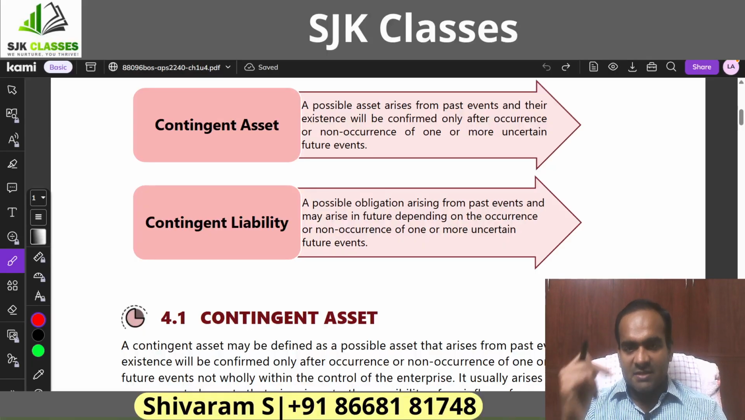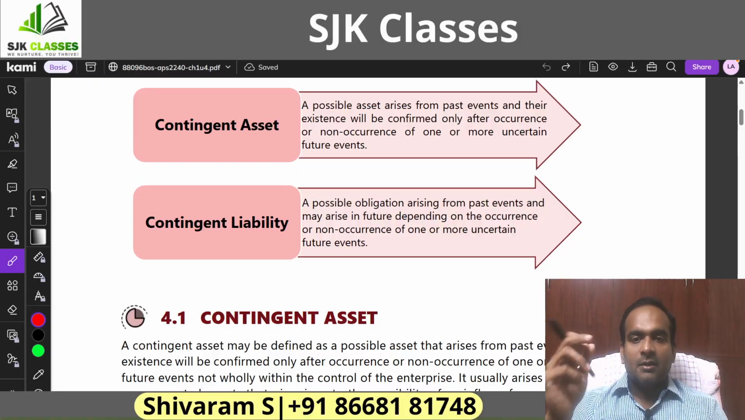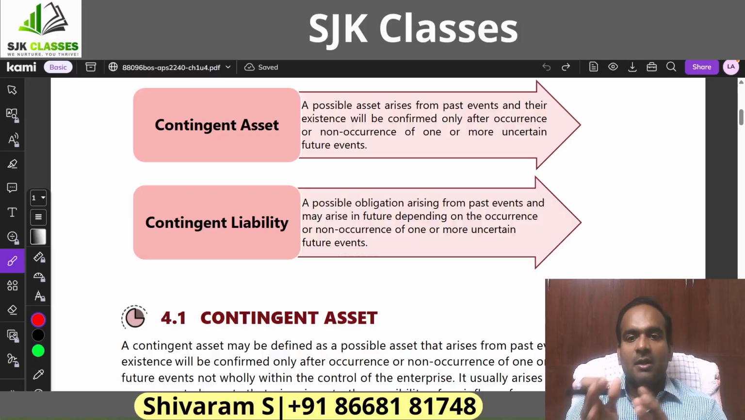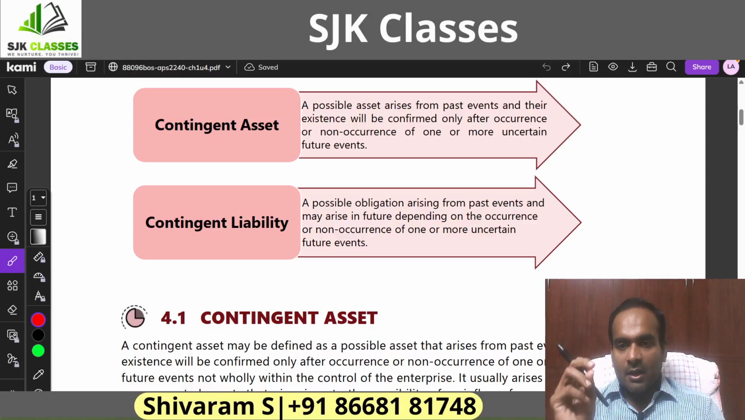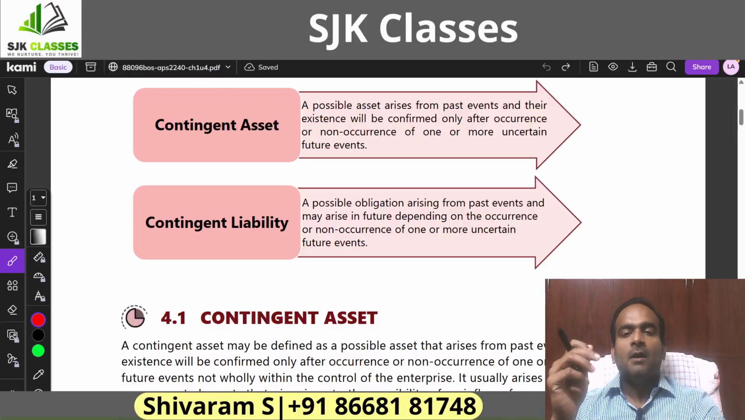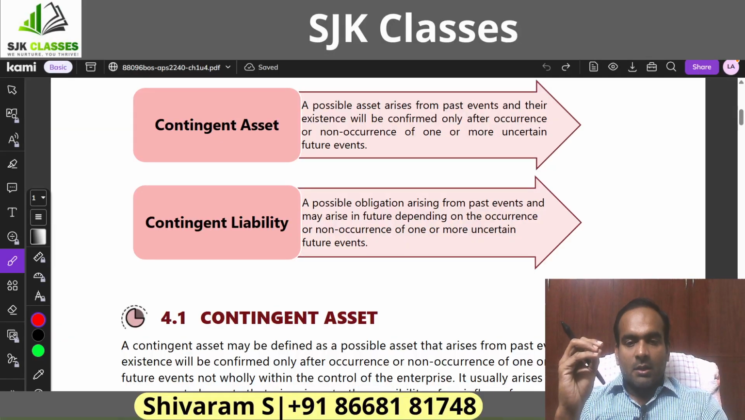Asset means it's a receivable. From where should I receive the amount? From an uncertain future event. What is the uncertainty? Whether we win the case or not depends on the court's judgment. So this is what we call a contingent asset. So a quick recall: contingent asset is something which a firm is likely to receive on a future date from an uncertain future event.